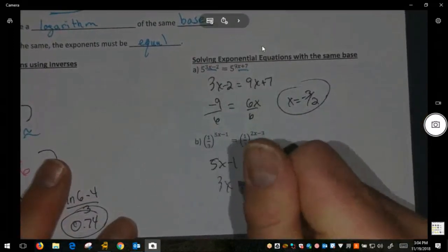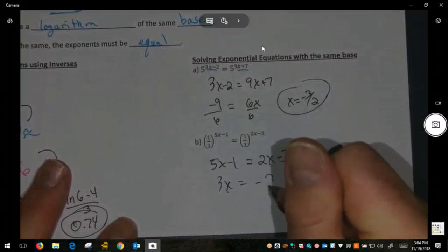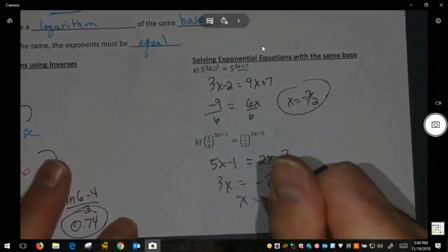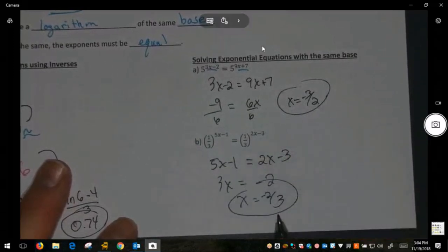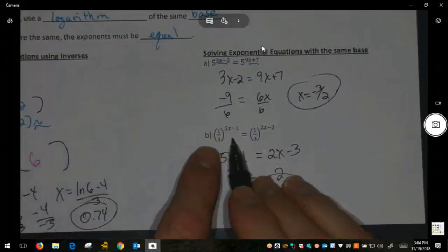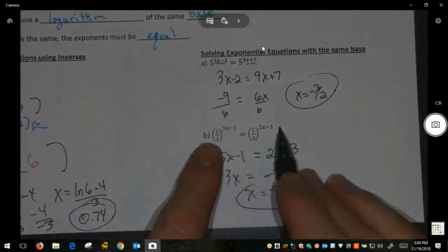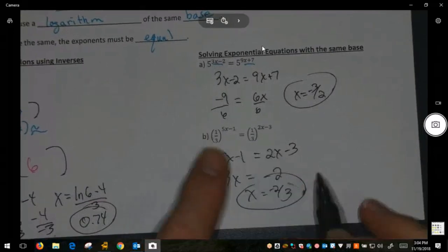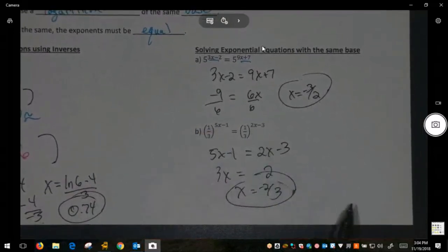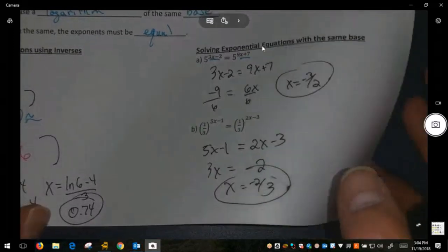I'm going to subtract 2x from both sides and add 1. When I divide by 3, I get x equals -2/3. I will again plug this expression in for y sub 1, this expression in for y sub 2, plugging in -2/3 for x, verifying that those are actually balanced when x equals -2/3.